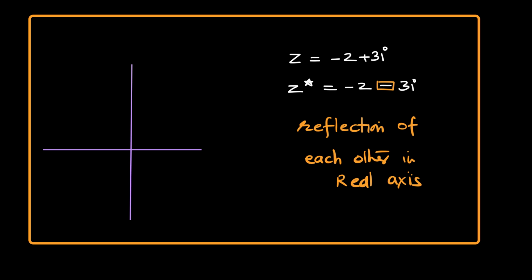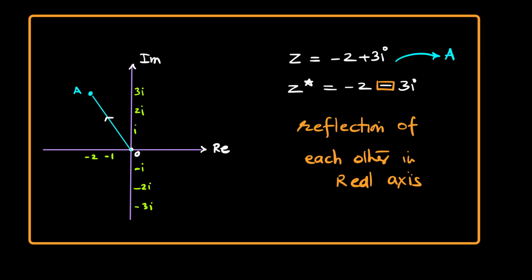Now let me label the points. We have -2 plus 3i. So this is -1, this is -2, this is i, this is 2i, this is 3i, -i, -2i, -3i. What else needs to be labeled? The real axis, the imaginary axis, and the origin. Now let me label the first point as A. So we have -2 plus 3i. So this is the point and this is A. And now I'm drawing a line from origin till point A. This is the vector OA.